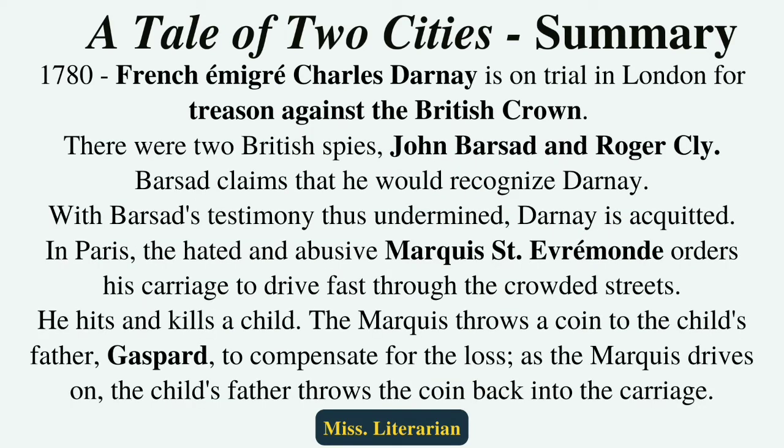When the second book starts, it is the year 1780. The Frenchman Charles Darnay, who belongs to an aristocratic family, is on trial in London for treason against the British crown. Treason means the criminal act of causing harm to a country. There were two British spies against him, John Barsad and Roger Cly.